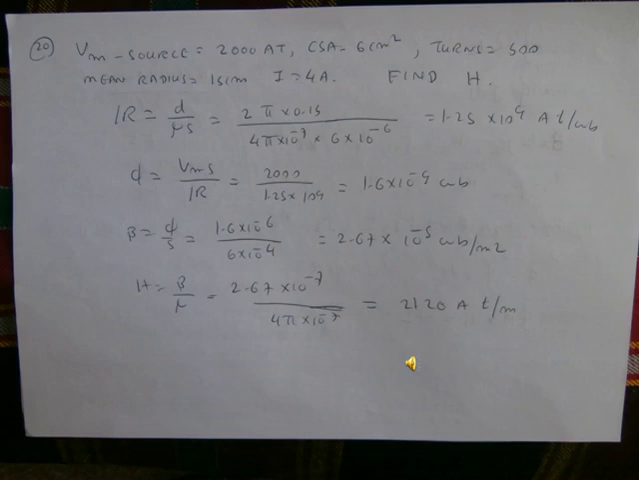And the flux value can also be calculated, V mmf divided by reluctance. So that will be 2000 divided by 1.25 × 10 power 9. So that will be 1.6 × 10 power minus 6 Weber.